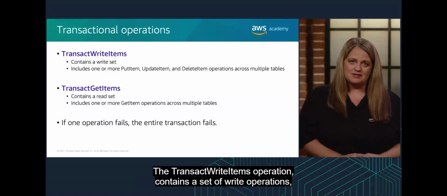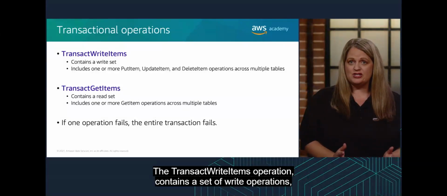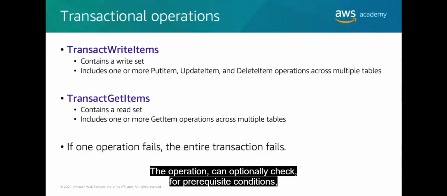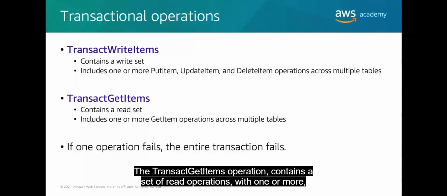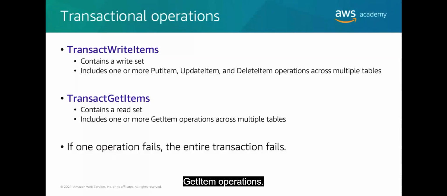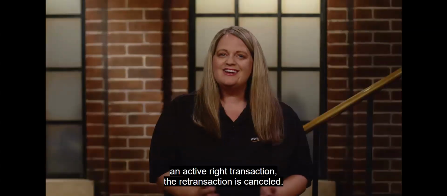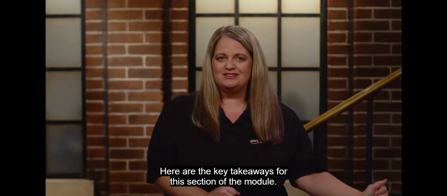The transact write items operation contains a set of write operations with one or more put item, update item, or delete item operations. The operation can optionally check for prerequisite conditions that must be true before any updates are made. The transact get items operation contains a set of read operations with one or more get item operations. If the operation is issued on an item that is part of an active write transaction, the read transaction is canceled.